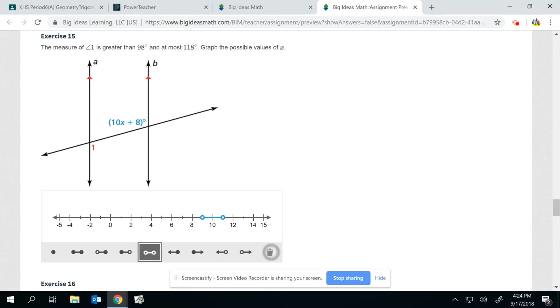Okay, at most it could be equal to. Sorry, hold on. So we want to get rid of that guy. We want to go open closed. That's what we want. We want to close it there. At most would be less than or equal to. Less than or equal to. Sorry, so make sure you get that. All right, there's a 15.